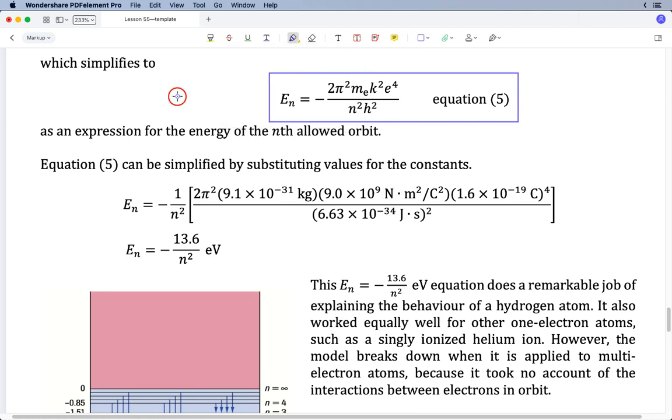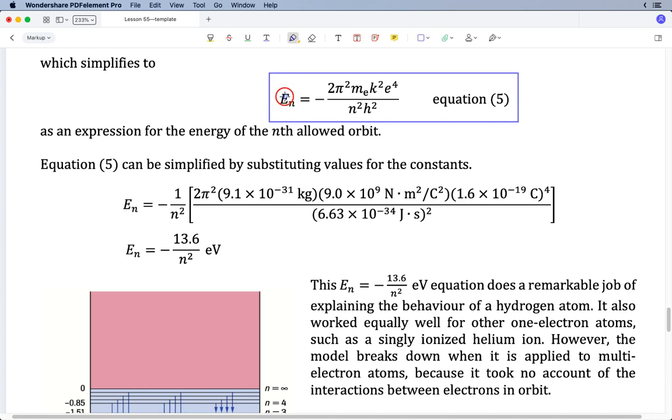All right. So this is good. We've gone through some math, and we've found equations for the radius, speed of the electron, and energy for every nth allowed orbit. Now, in particular, this equation 5 is a very important one because this is going to give us the energy of the nth allowed orbit. And that's going to help us explain the emission spectra that we saw earlier for hydrogen.